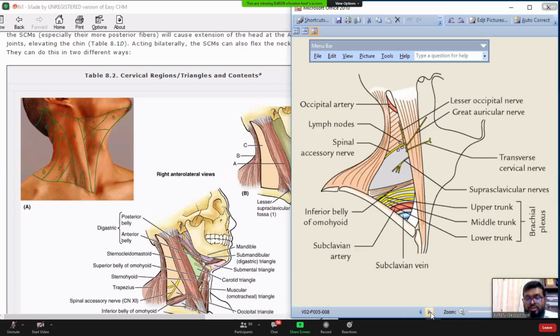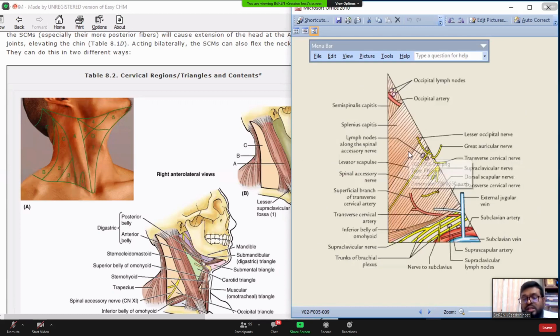This is elaborated here, I'm not going to detail it. The same thing, if it is written draw and label the contents of the posterior triangle, then you have to draw this one, but not this much detailed. At least you must know so that you can face the MCQs and the questions in the Viva also, right?